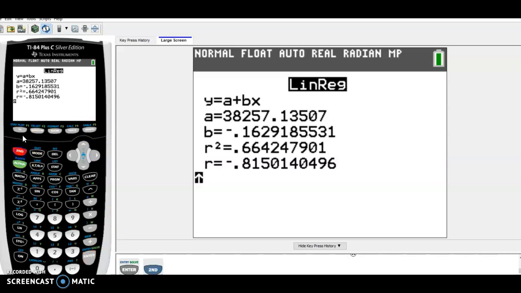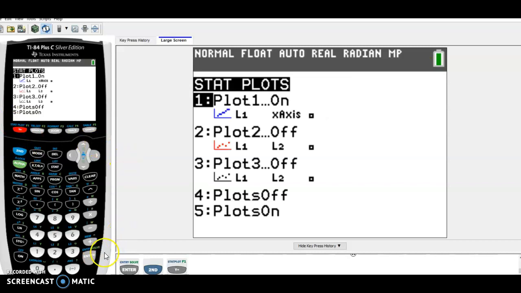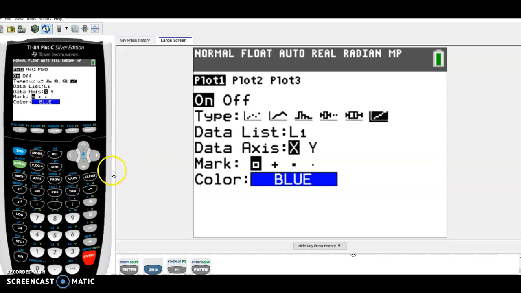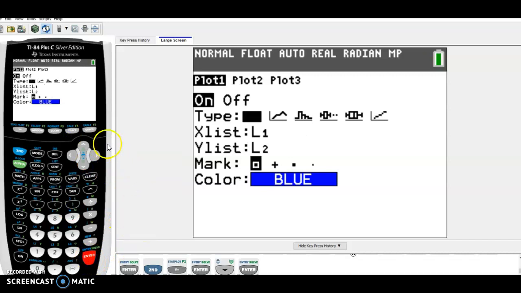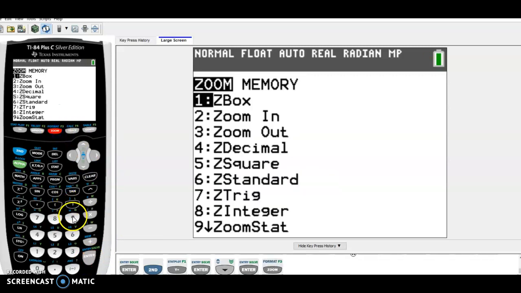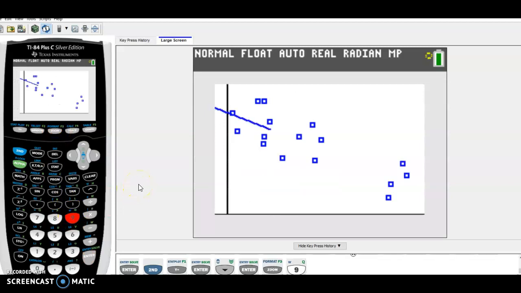So if I go to my y equals, second y equals, to graph this, my scatter plot, again, asking me for list 1 and list 2. I'm just going to use zoom 9 to take a good look at it. And so that is my scatter plot. The regression line, again, was stored into y1. All of that was taken care of for me.